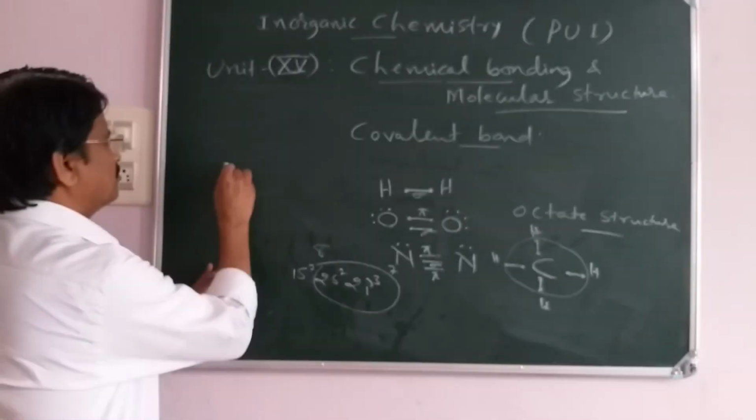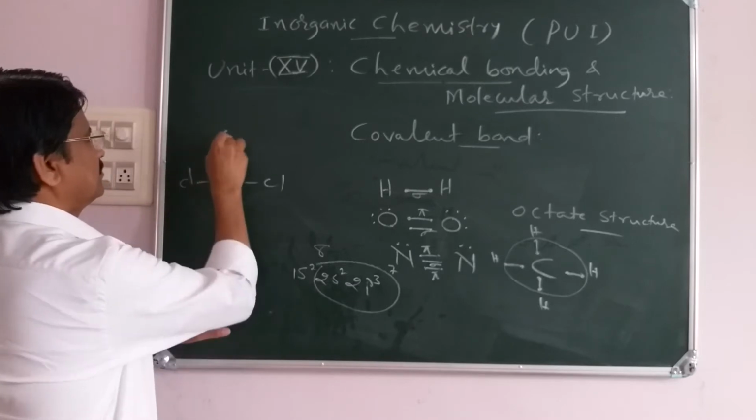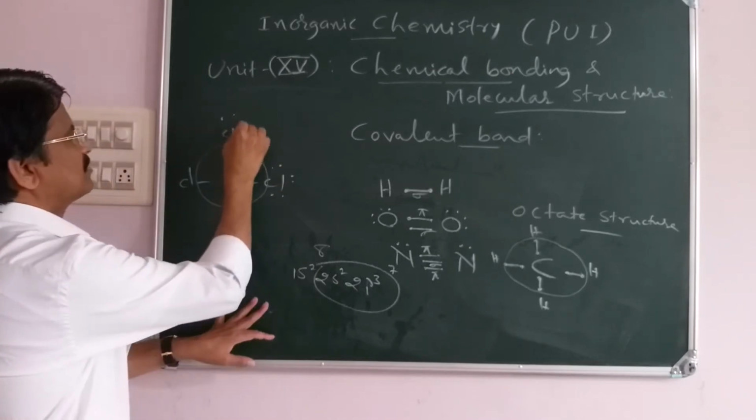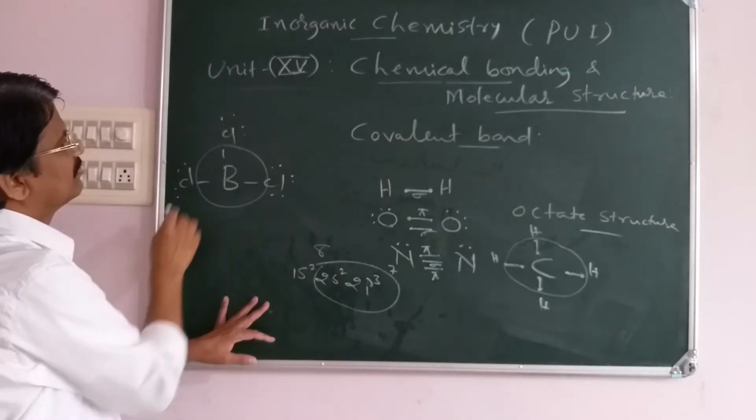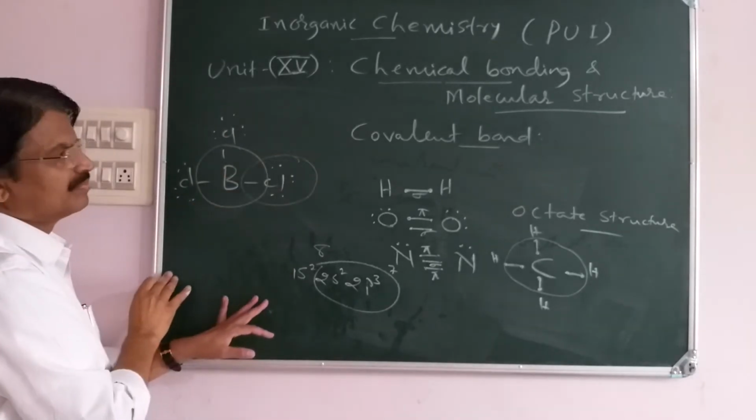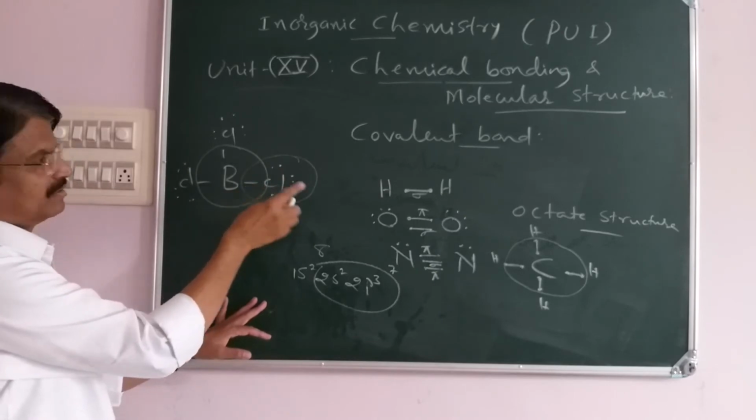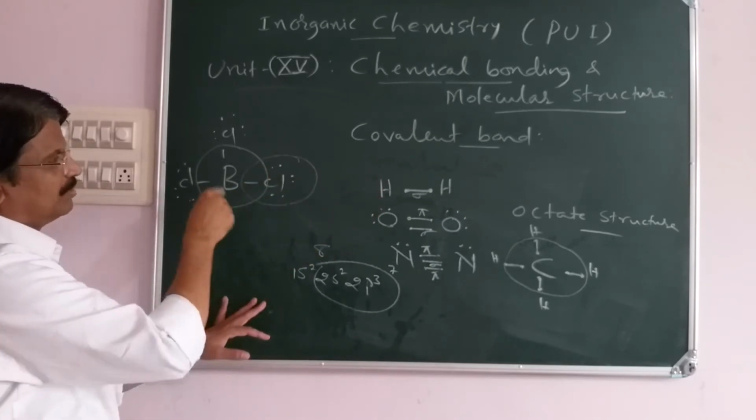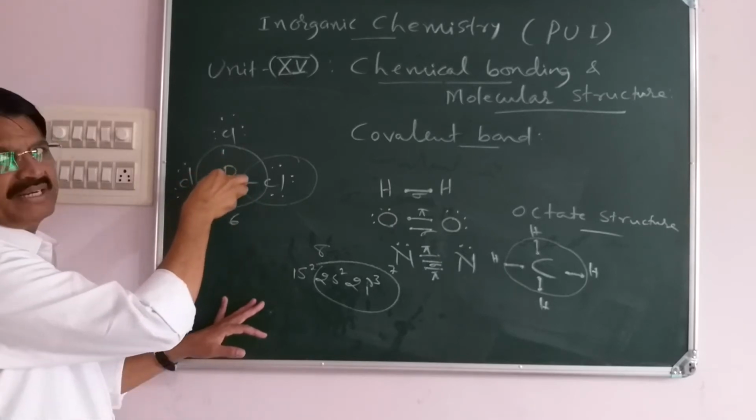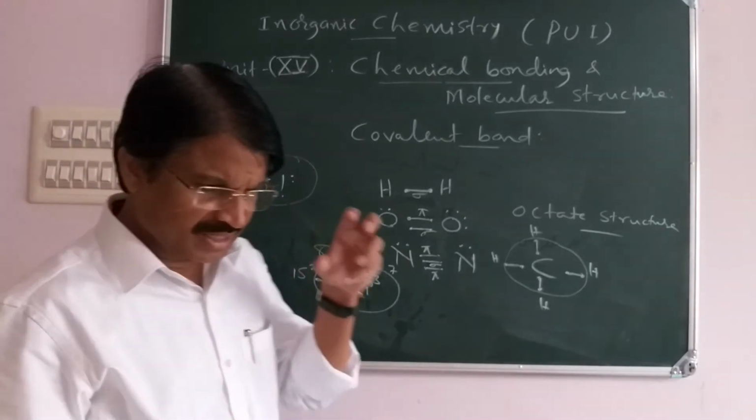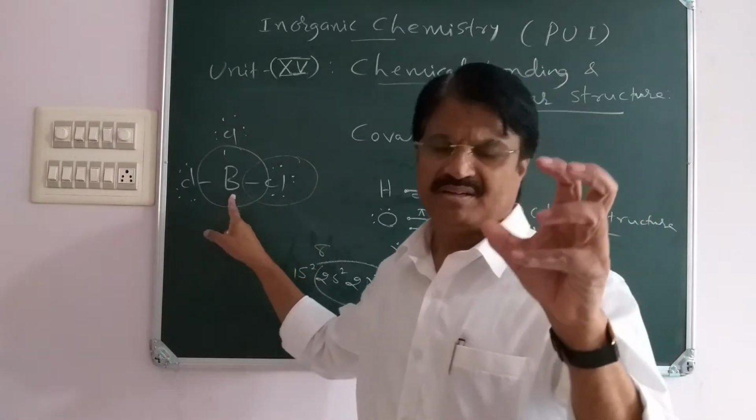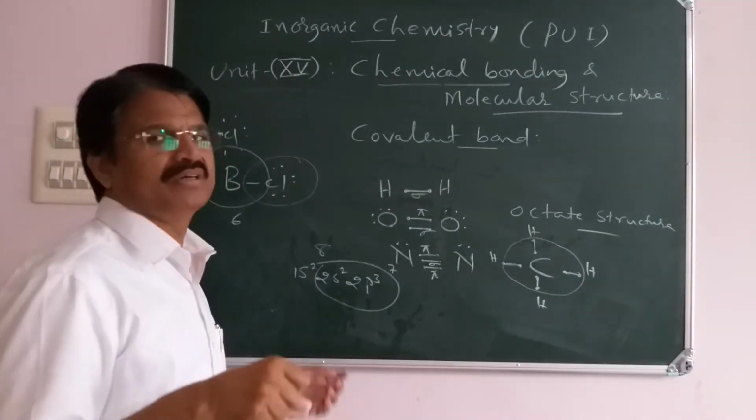Next one, BCl3. For chlorine, 3 lone pairs: 2 plus 2 plus 2 plus 2, 8. This Cl has a completed octet, but boron is 2 plus 2 plus 2, 6. It is an incomplete octet. This is the atom having an incomplete octet. In a molecule, this is said to be a Lewis acid. If it has a completed octet with a lone pair, it is called a Lewis base.